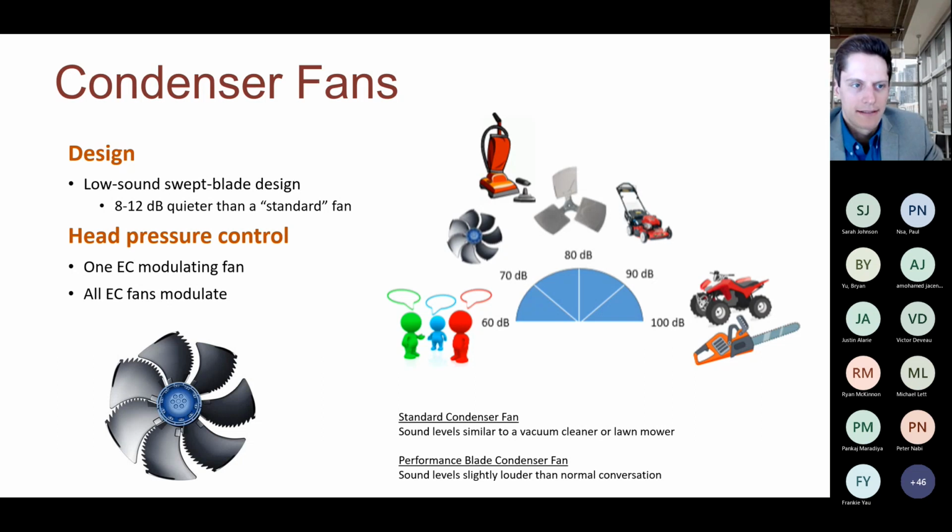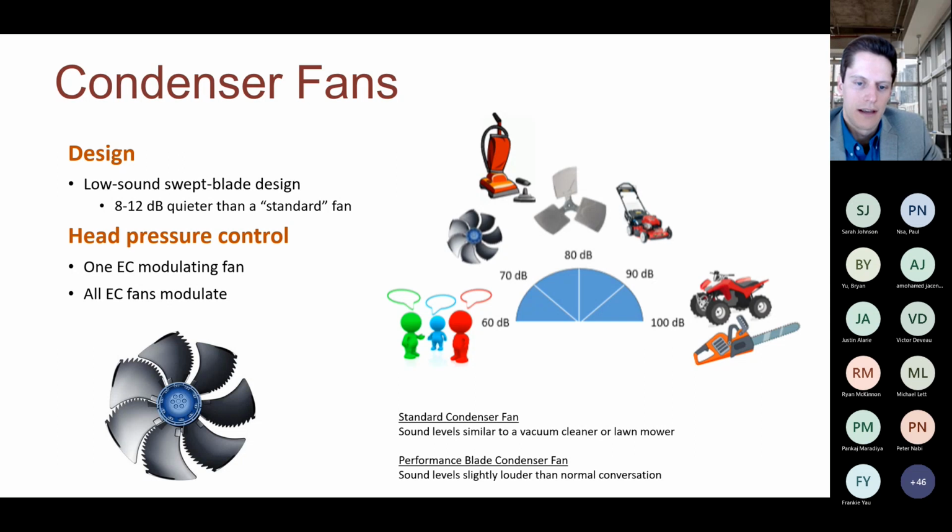All right, so condenser fans is another part of that refrigeration system. And I'll just highlight briefly here that a lot of manufacturers are moving towards what we call performance blades. And you'll see a picture in the bottom left. The industry standard for many years has been what I'll call a paddle blade condenser fan. Those are actually pretty noisy.